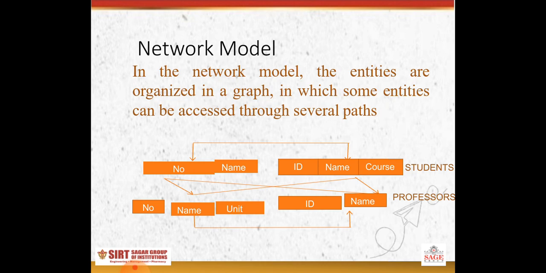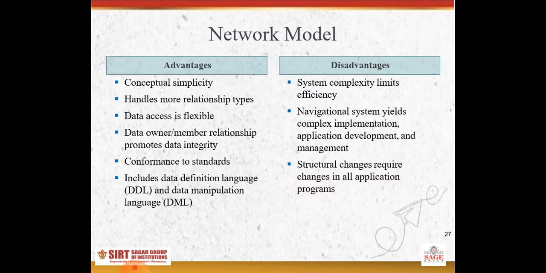In network model, the entities are organized in the form of a graph in which some entities are accessed through several paths. For example, students and professors are information organized in a graph which can be accessed through several paths. These are the advantages of network model. First, it is a conceptually simple model. It handles more relationship types.